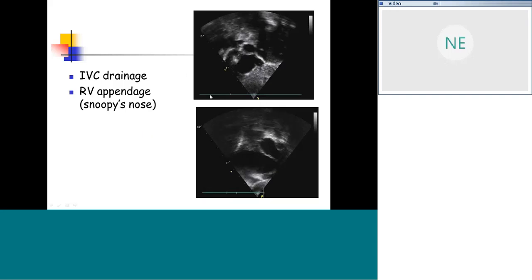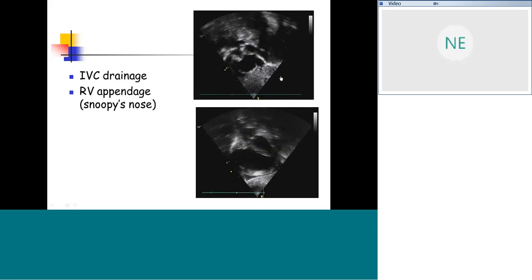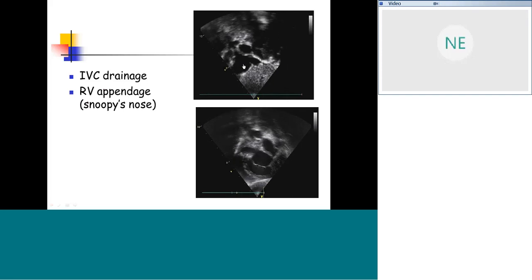There is something else. If you can open up the IVC, as you can see in the first figure, the opening up of the IVC can be done predominantly in the subcostal view, and if the IVC is not interrupted and is draining into one atrium, you could tell that this is the right atrium. However, IVC drainage can be anomalous in situations of situs ambiguous.